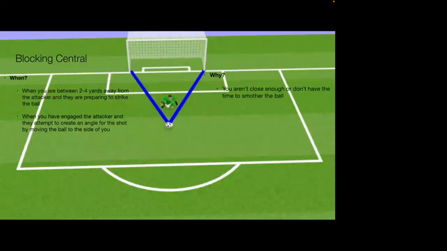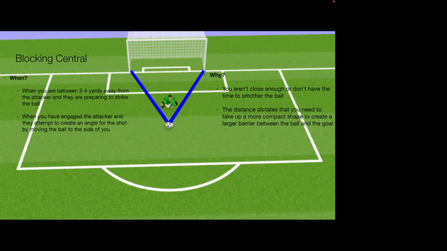Why would you use a block? You're not close enough or you don't have the time to smother the ball. And also what you want to think about here is your distance between yourself and the ball. So you might see in these scenarios some goalkeepers spreading. So with the spread, although essentially your body looks bigger and you're covering a bigger surface area, you're actually creating a lot of gaps for the ball to squeeze through. So the gap in between your legs, the gap in between your legs and your arms, and then obviously as you're dropping down, the gap above you as well.